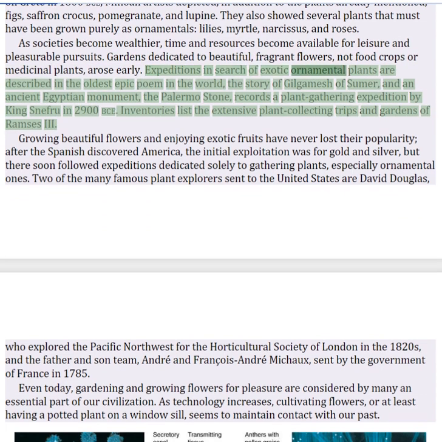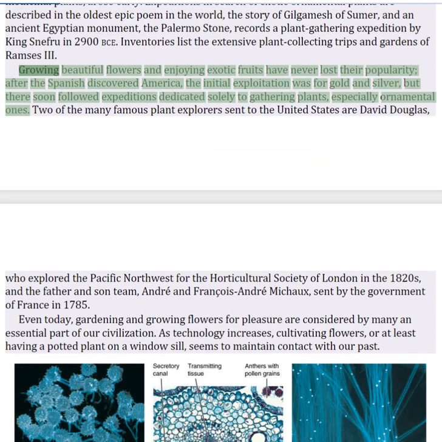Expeditions in search of exotic ornamental plants are described in the oldest epic poem in the world, the story of Gilgamesh of Sumer, and an ancient Egyptian monument, the Palermo stone, records a plant-gathering expedition by King Snefru in 2900 BCE. Inventories list the extensive plant-collecting trips and gardens of Ramses III. Growing beautiful flowers and enjoying exotic fruits have never lost their popularity. After the Spanish discovered America, the initial exploitation was for gold and silver, but there soon followed expeditions dedicated solely to gathering plants, especially ornamental ones.